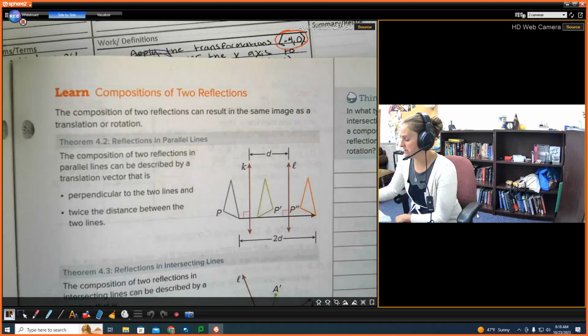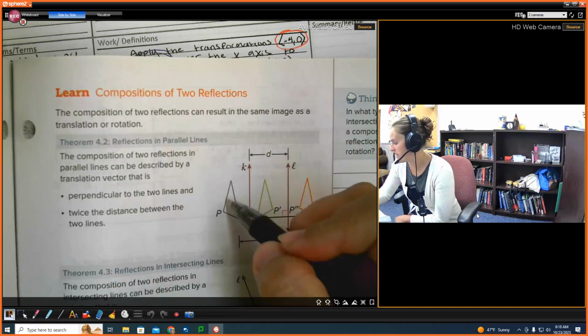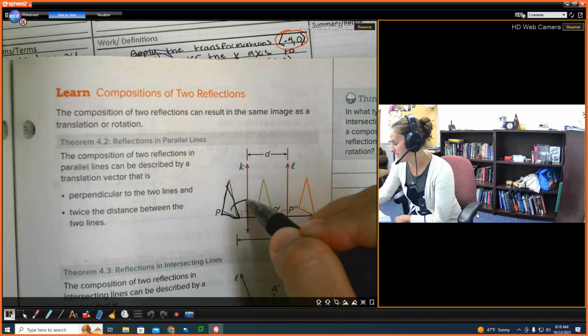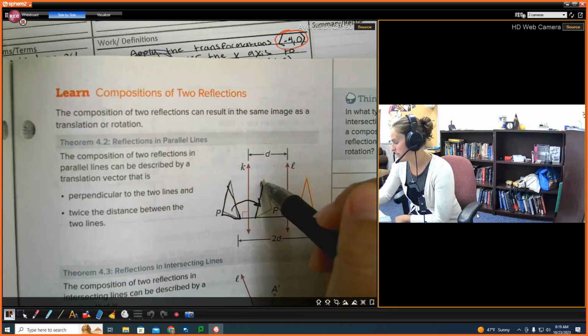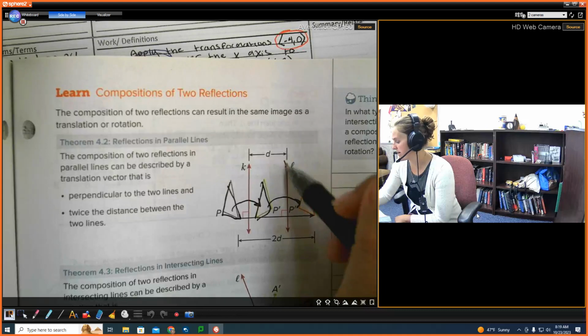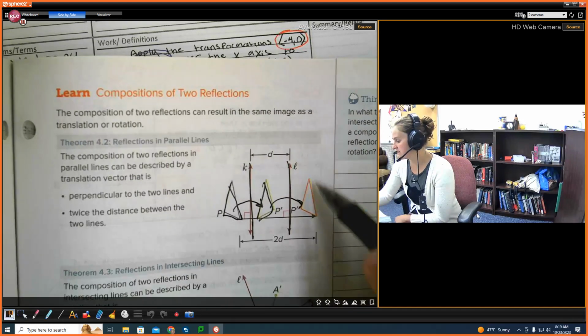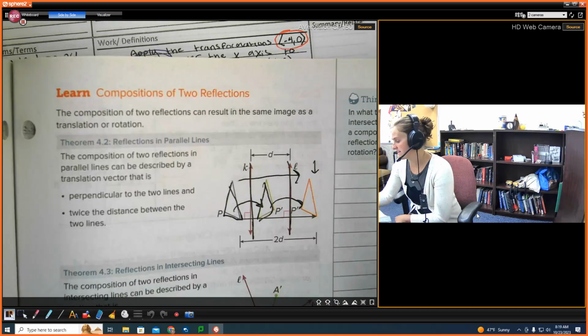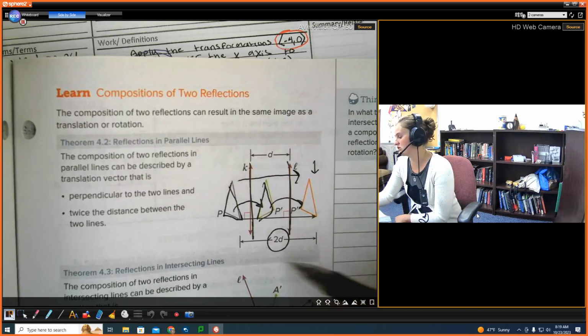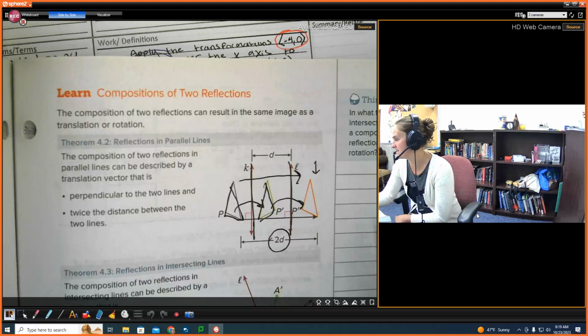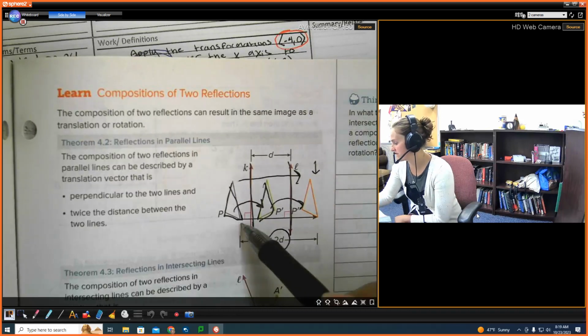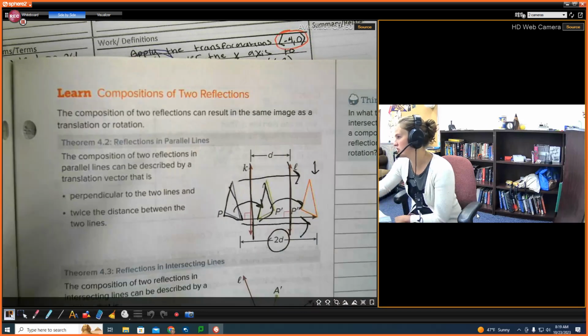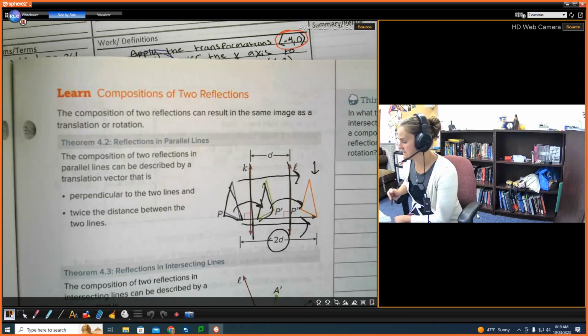So the picture actually helps us more than the words. So if we took P and we reflected it over this line, and then we reflected it again over this line that is parallel to the first, then it looks like it originally did. And so it's just a slide. And it's a slide of 2 times the distance because we reflected it twice, right? So there's 2 times that distance. So if you are reflecting over 2 parallel lines, then your vector of translation is going to be perpendicular. It's just moving straight across. And then the distance is twice the distance.